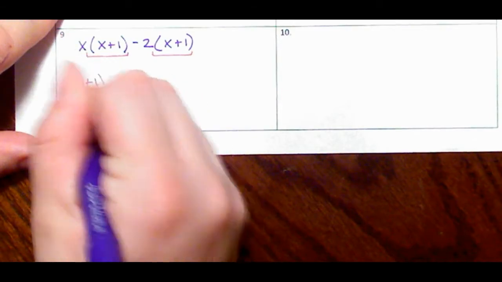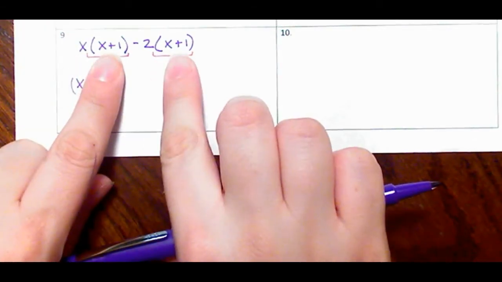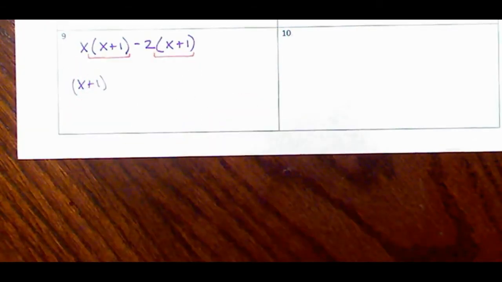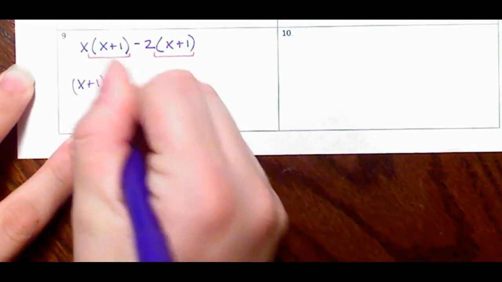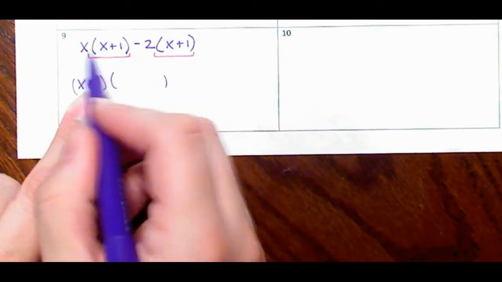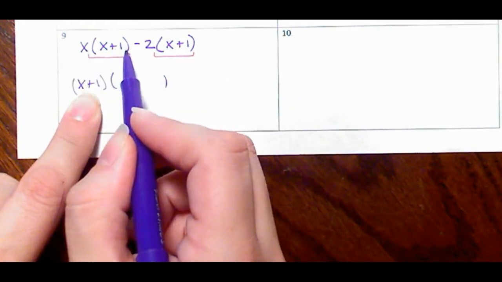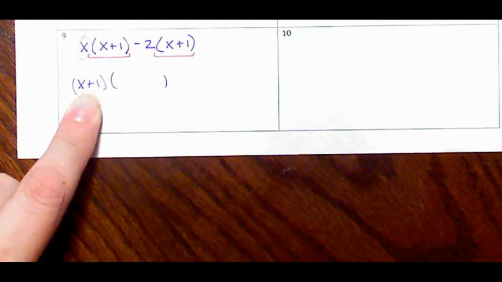So we're going to leave this as x plus 1. We're going to take that out. Okay, so that's the greatest common factor. We've removed it. So what times x plus 1 is going to give me x times x plus 1? Well, that x right there, we'd have to multiply it by x.